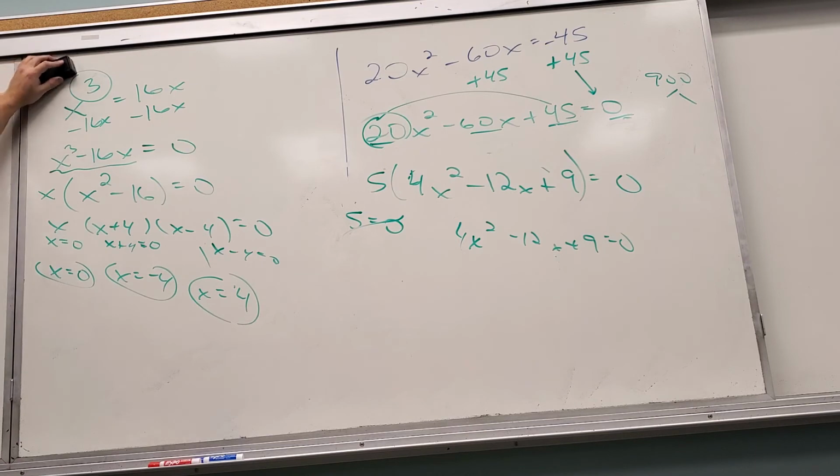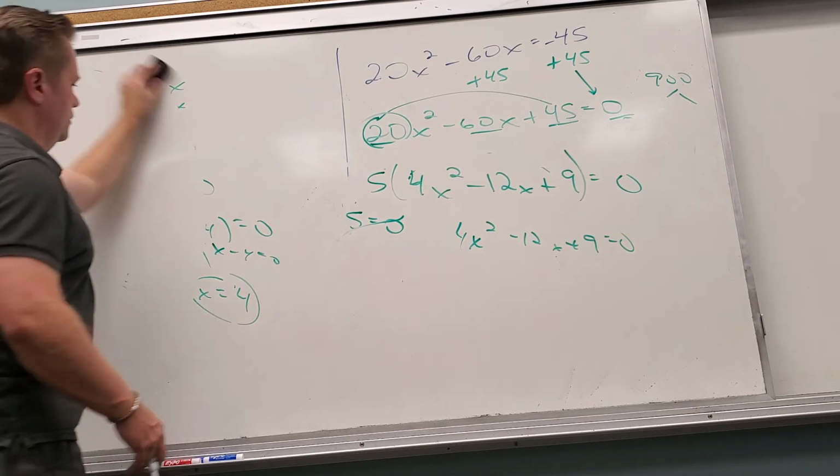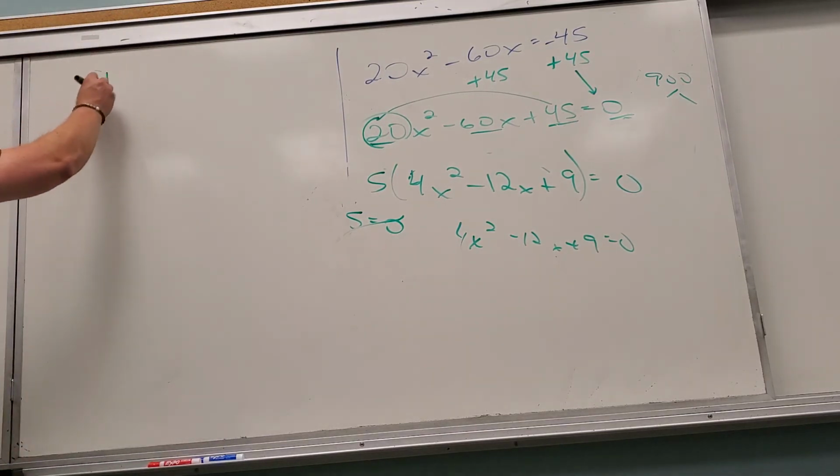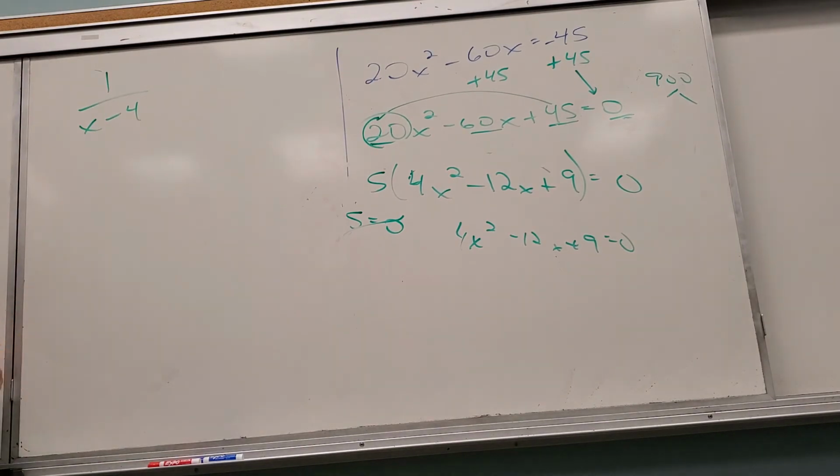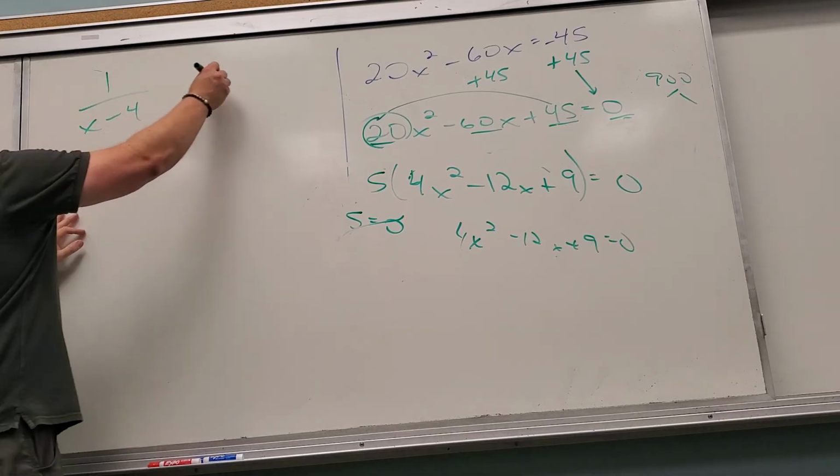Do you guys remember this question from before, domain? Remember that question? How do we do this? What's the domain in this? Well, domain is all the x's I'm allowed to use. So what's the only x I'm not allowed to use? 4. Isn't that very similar to what we were just doing? What makes this 0? 4. So x can't be 4.